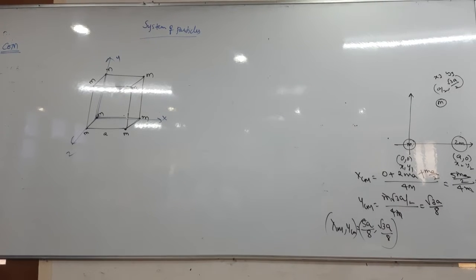The side of the cube is how much here? A. The center is nothing but at what distance? A by 2 along the x-axis, y-axis as well as z-axis. That is how we will get the answer without doing the problem. But by the problem we will just see.